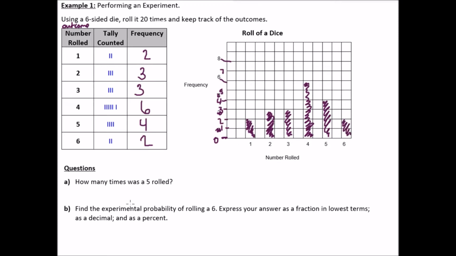Okay, so let's take a look at here. I'm going to actually tally these up and just make sure that they equal 20. 2 plus 3 is 5, 8, 14, 18, 19, 20. So this does equal 20.